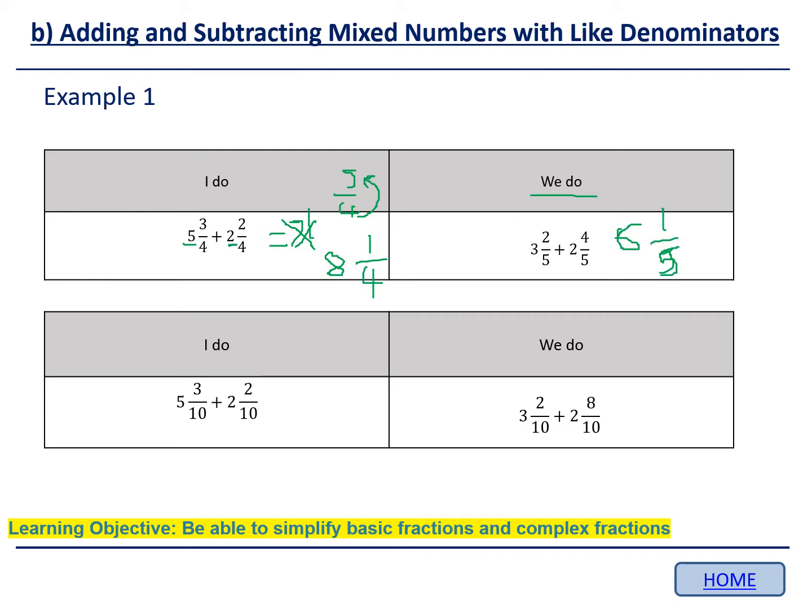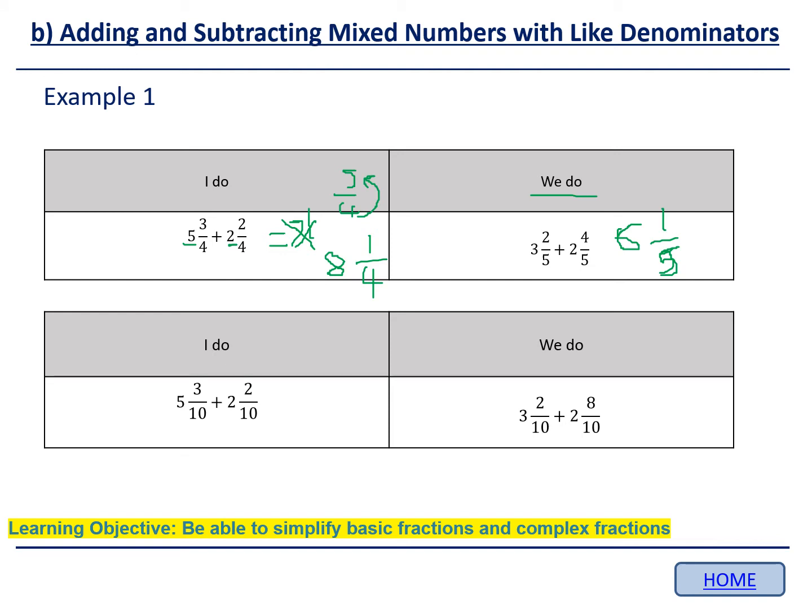So if you work this one out correctly, it should have been 6 whole 1s and 1/5. Again, there was a top-heavy fraction, and you just had to make sure that it went in well with the mixed number.